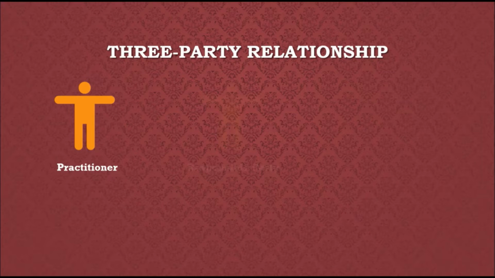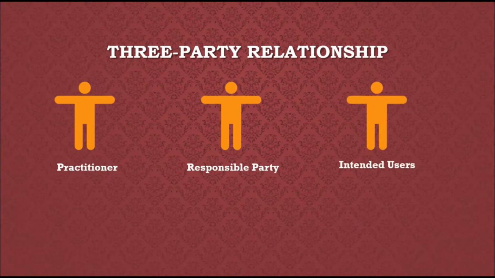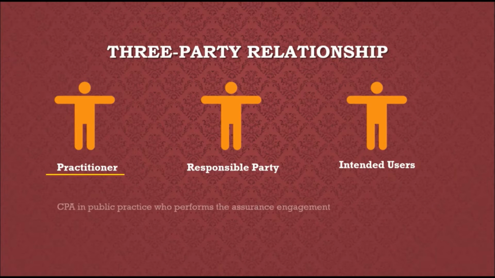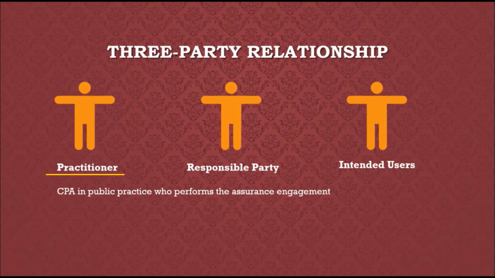So, unahin na natin yung three-party relationship. So, an assurance engagement involves three separate parties: a practitioner, a responsible party, and intended user. So, sino ba si practitioner? Practitioner is a CPA in public practice who performs the assurance engagement. The practitioner may be engaged by the responsible party or yung intended user. Practitioner is broader than the term auditor kasi yung auditor, sila lang yung practitioners who perform audit or review engagements.